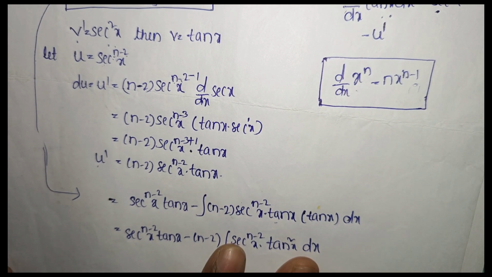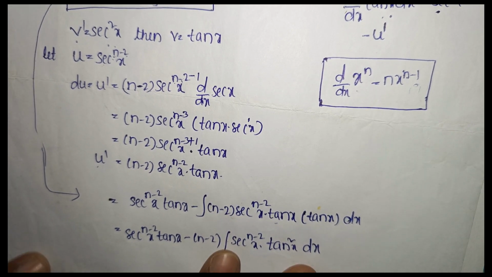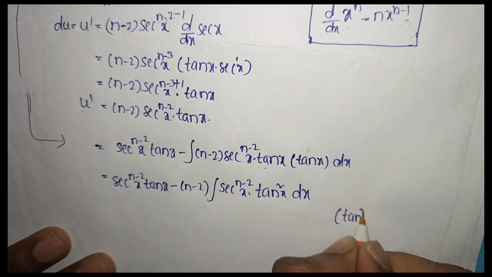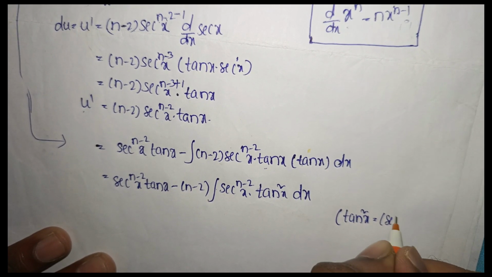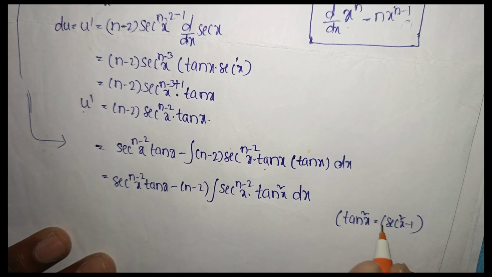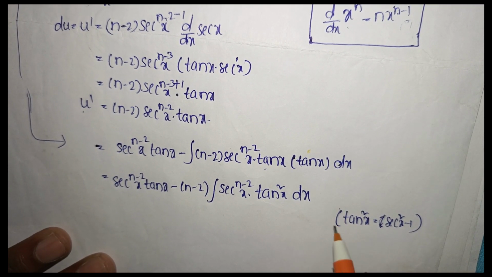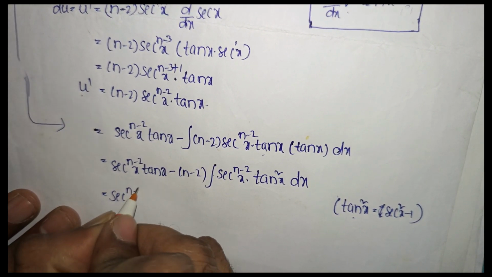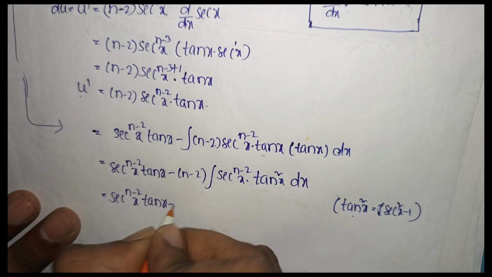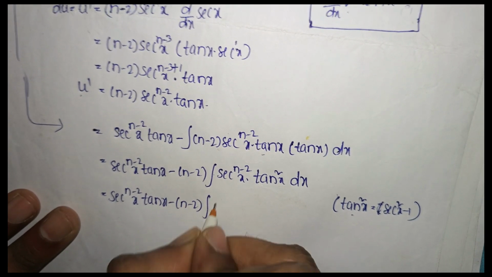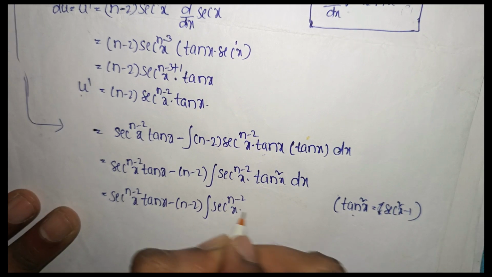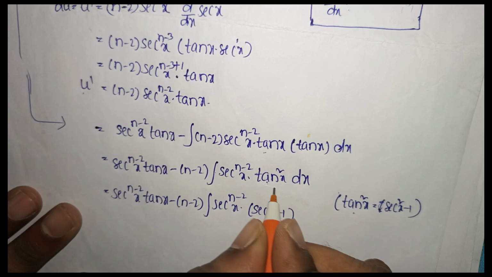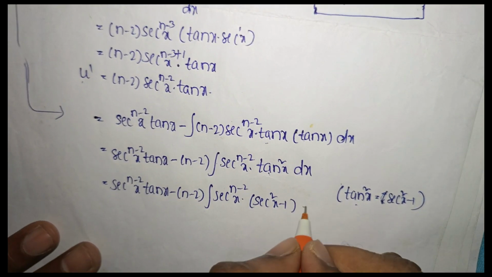So we got here tan square x. According to trigonometric equations, what is tan square x? Tan square x is nothing but secant square x minus 1, right? So we are substituting in place of tan square x secant square x minus 1. Now secant to the power of n minus 2 x tan x minus n minus 2 integration of secant to the power of n minus 2 x. In the place of tan square x, we are writing secant square x minus 1 because tan square x is equal to secant square x minus 1 dx.